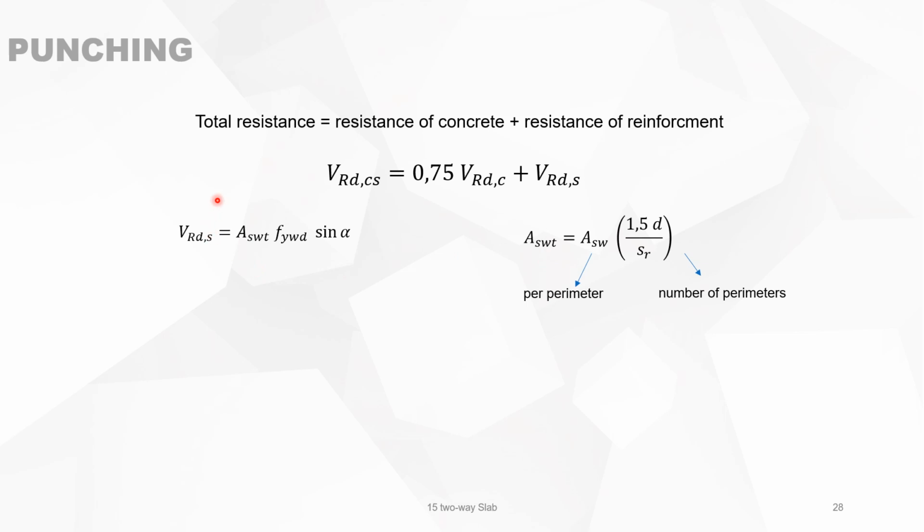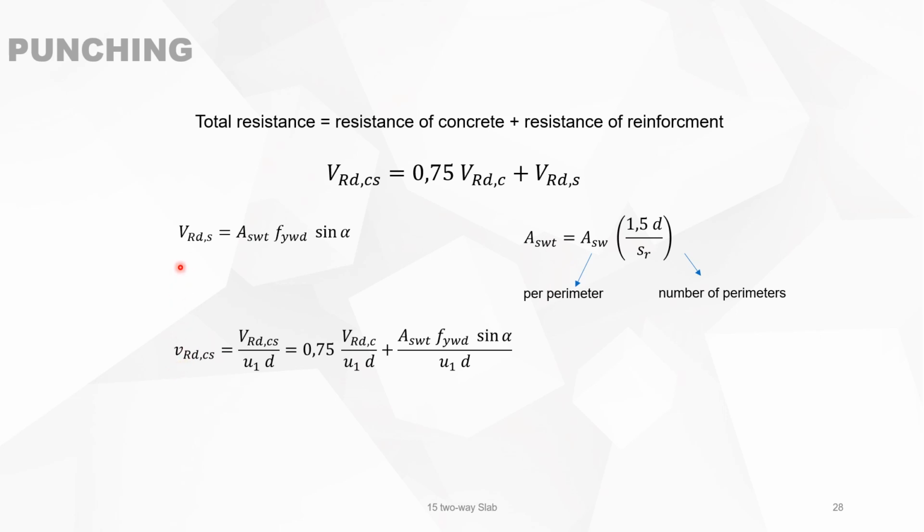The total shear reinforcement is the reinforcement ASW per perimeter. You can have different perimeters of shear reinforcement, and ASW is the shear reinforcement per perimeter, and then the number of perimeters is of course given by the total width that is allowed, which is 1.5d, divided by the radial distance of the two perimeters of reinforcement. So this is the number of perimeters, and this is the reinforcement per perimeter, which gives you the total reinforcement, and this gives you then the total resistance.